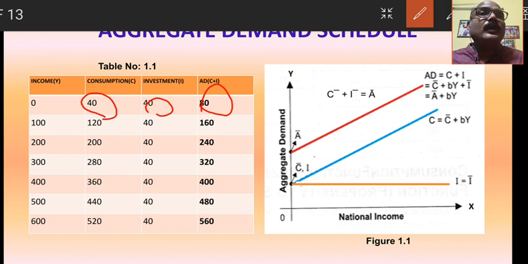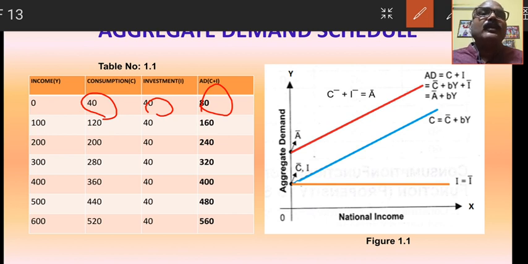So therefore, at zero level of income, consumption is positive, means your saving is negative, because you know that saving is equal to income minus consumption. So saving is negative when income is zero. That is called, what Keynes told, negative saving or dis-saving.